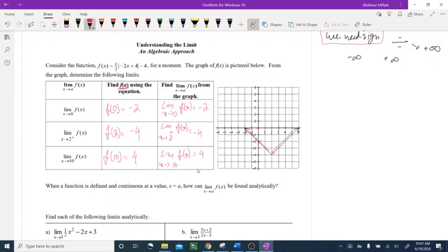Okay, let's try this. When a function is defined and continuous at the value x equals a, how can the limit as x approaches a of f of x be found analytically?